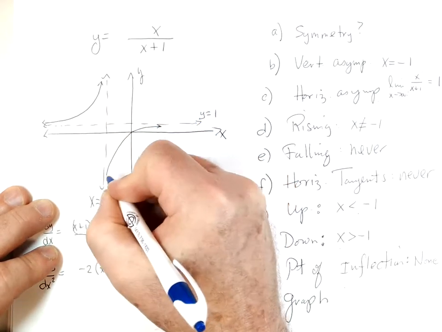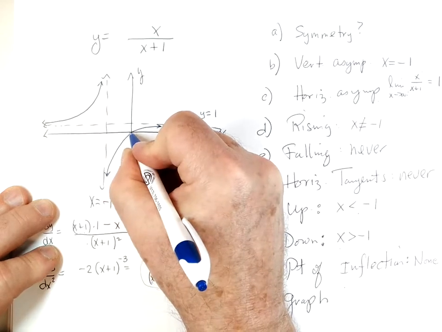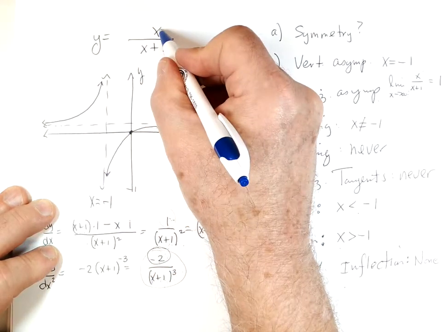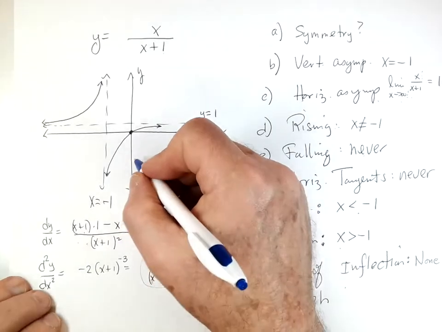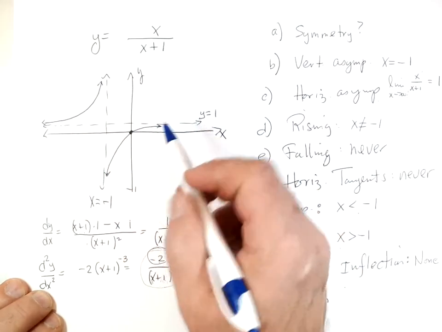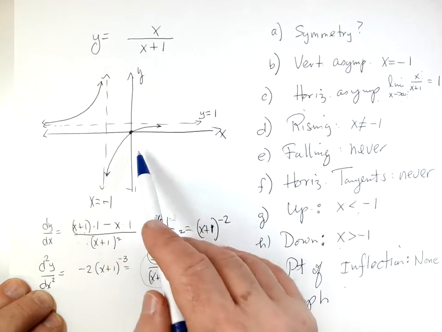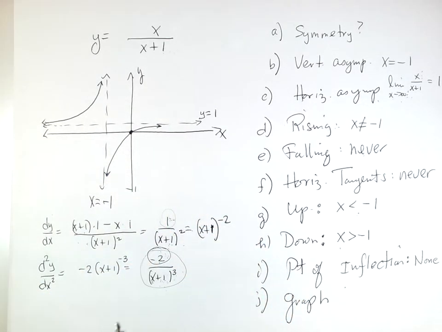And the other point would be the 0, 0 point. You can see when x is 0, y is 0. That's one to check with, okay? You should check that one. This is the graph. Rising all the time, up, down, no horizontal tangents. That is the graph.